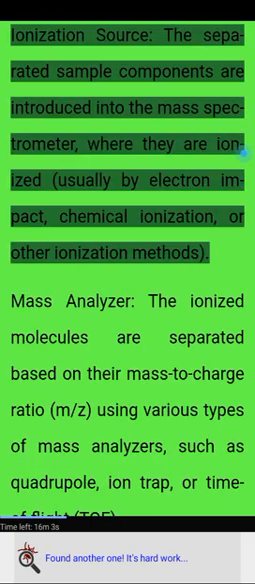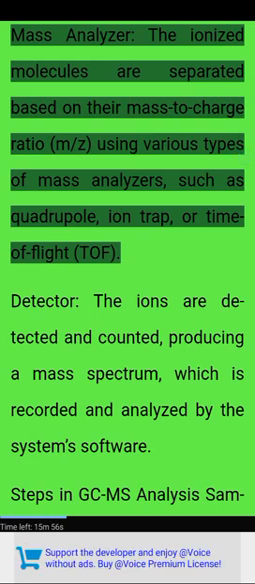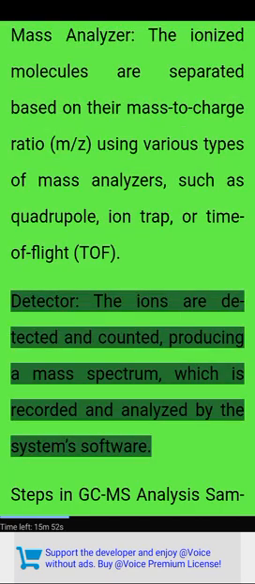Mass spectrometer, MS. Ionization source. The separated sample components are introduced into the mass spectrometer, where they are ionized, usually by electron impact, chemical ionization, or other ionization methods. Mass analyzer. The ionized molecules are separated based on their mass to charge ratio, m/z, using various types of mass analyzers, such as quadrupole, ion trap, or time of flight, TOF. Detector. The ions are detected and counted, producing a mass spectrum, which is recorded and analyzed by the system software.